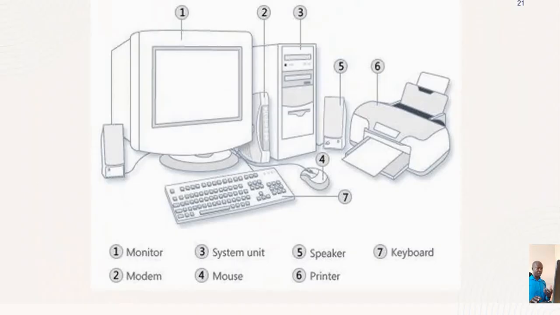That structure also: number 1 is the monitor, 2 is the modem, 3 is the system, mouse, 4, 5 speaker, 6 printer, 7 the keyboard, clearly indicated on the diagram.